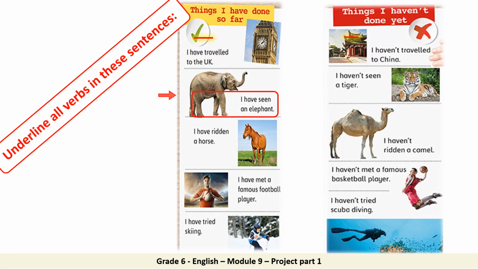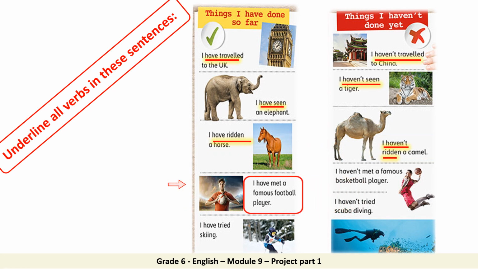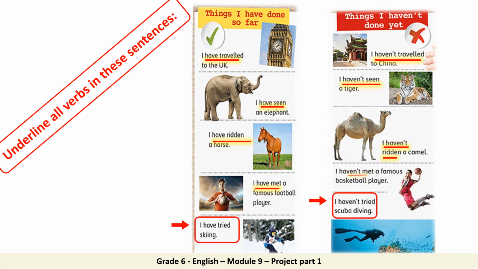Back again, let's check our answers. In sentence number 2, have seen are the verbs and haven't seen on the right. Sentence number 3, have ridden, and in sentence number 3 on the right, haven't ridden. Sentence number 4, have met and haven't met on the right. Sentence number 5, have tried, excellent, and haven't tried on the right.